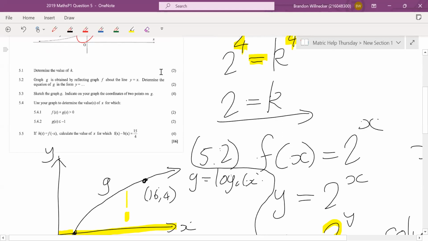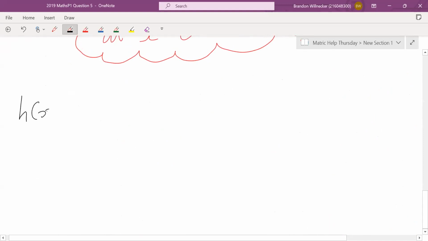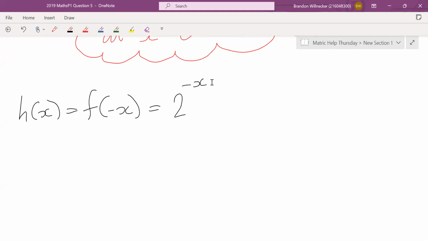Let's work out what h of x is first before we look at the remaining calculations. So h of x was f of minus x. It was that reflection about the y-axis there. So this is going to now be 2 to the minus x. Because remember f was originally 2 to the x, but now we're subbing in minus x, so it becomes 2 to the minus x. Cool, we've got h.